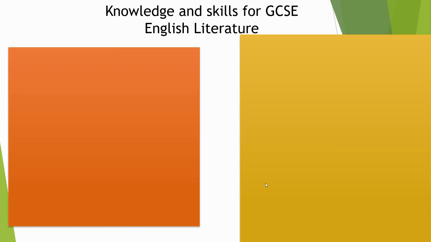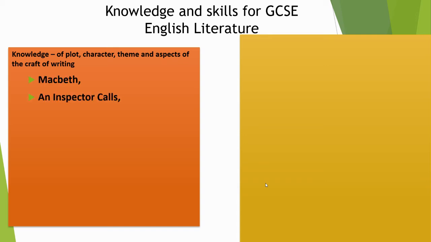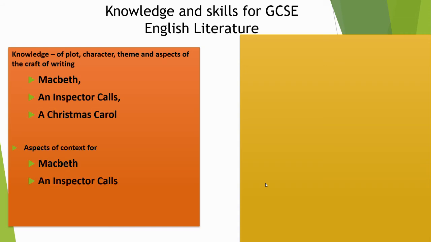Just like in English language, there are knowledge and skills for GCSE English literature, which I will go over now. So the things students need to know: they need to have knowledge of the plot, character, themes, and aspects of the craft of writing in all of those set texts. Macbeth, An Inspector Calls, and A Christmas Carol. For Macbeth and An Inspector Calls, students also need to have knowledge of the context of those texts. That's things like the social and historical context surrounding the texts, because they have to write about those in the examination.